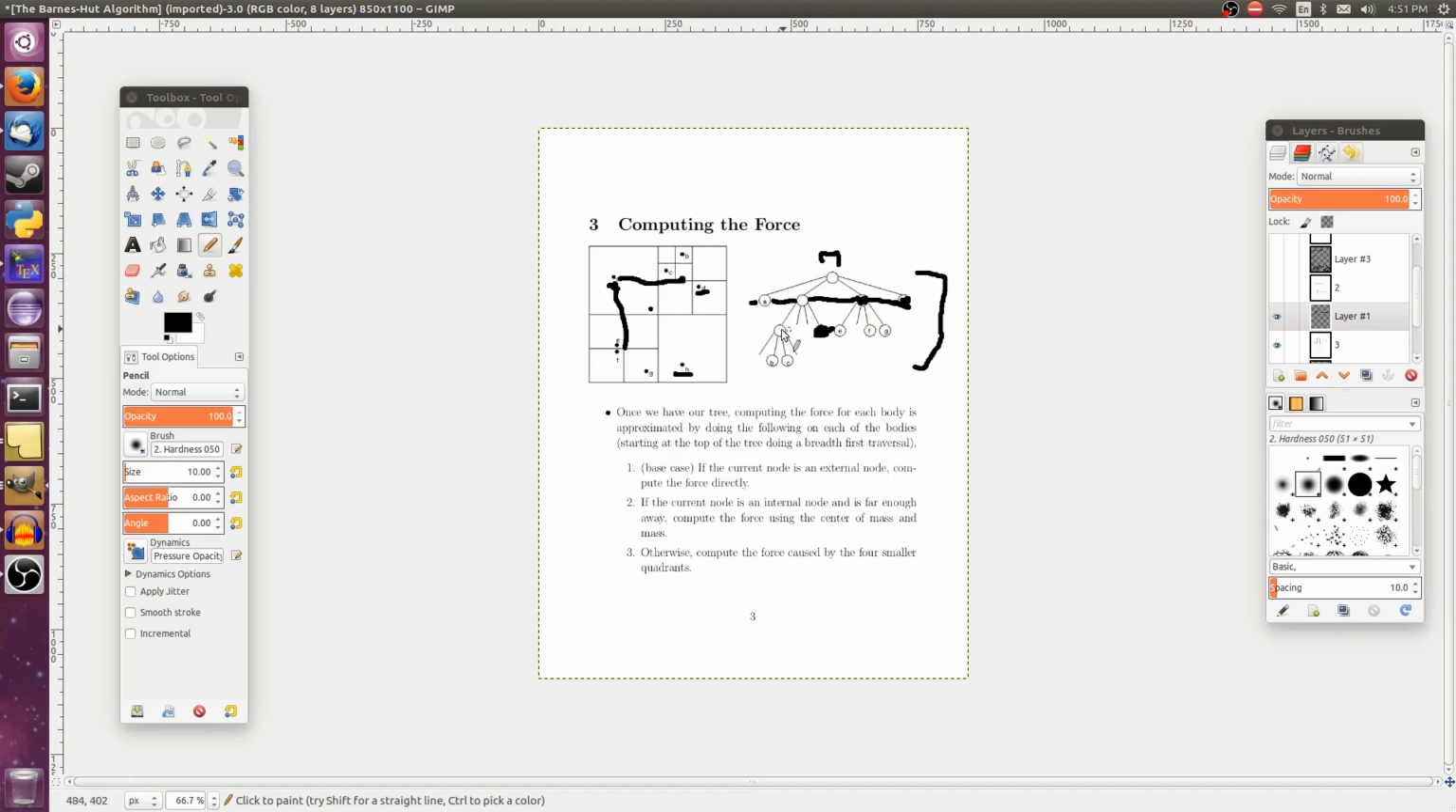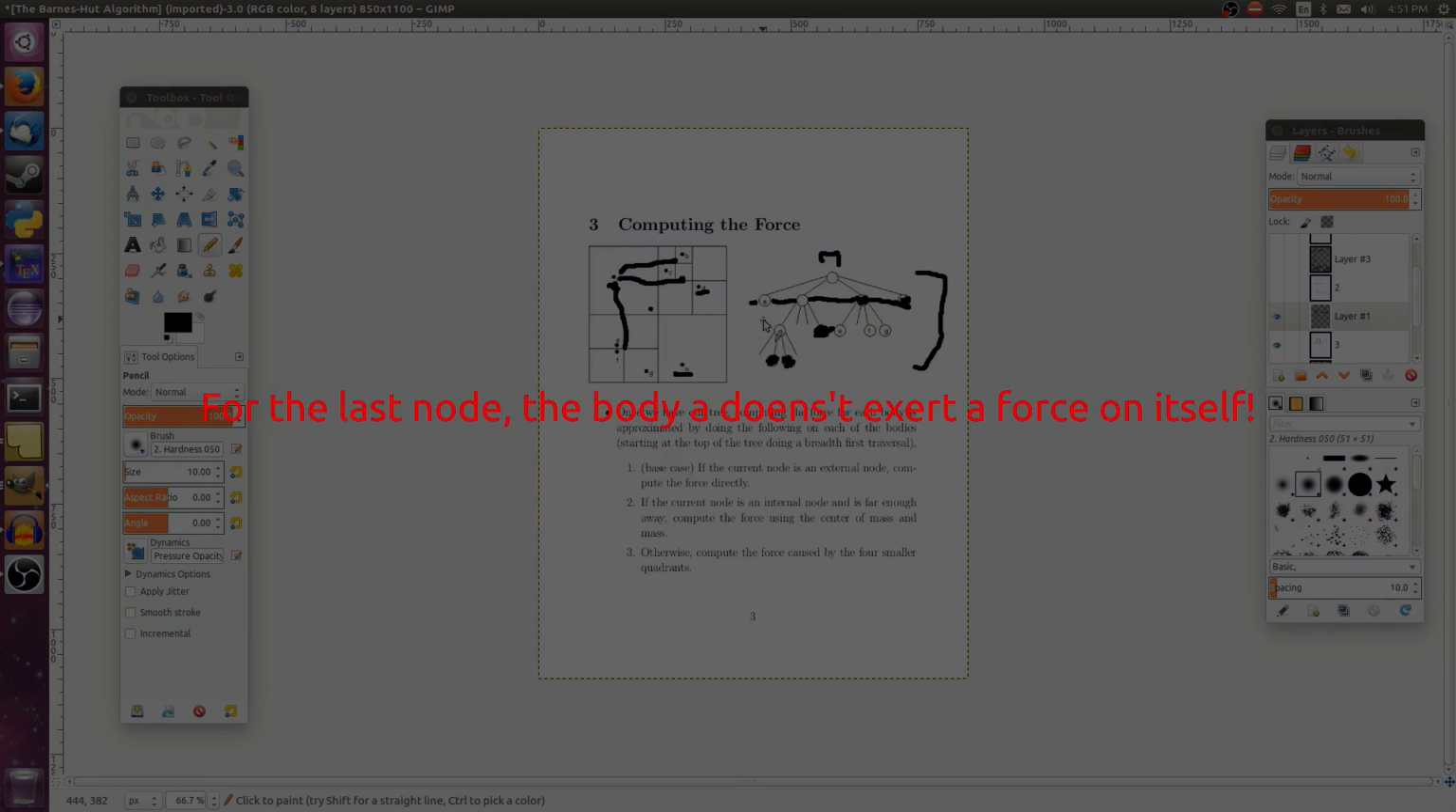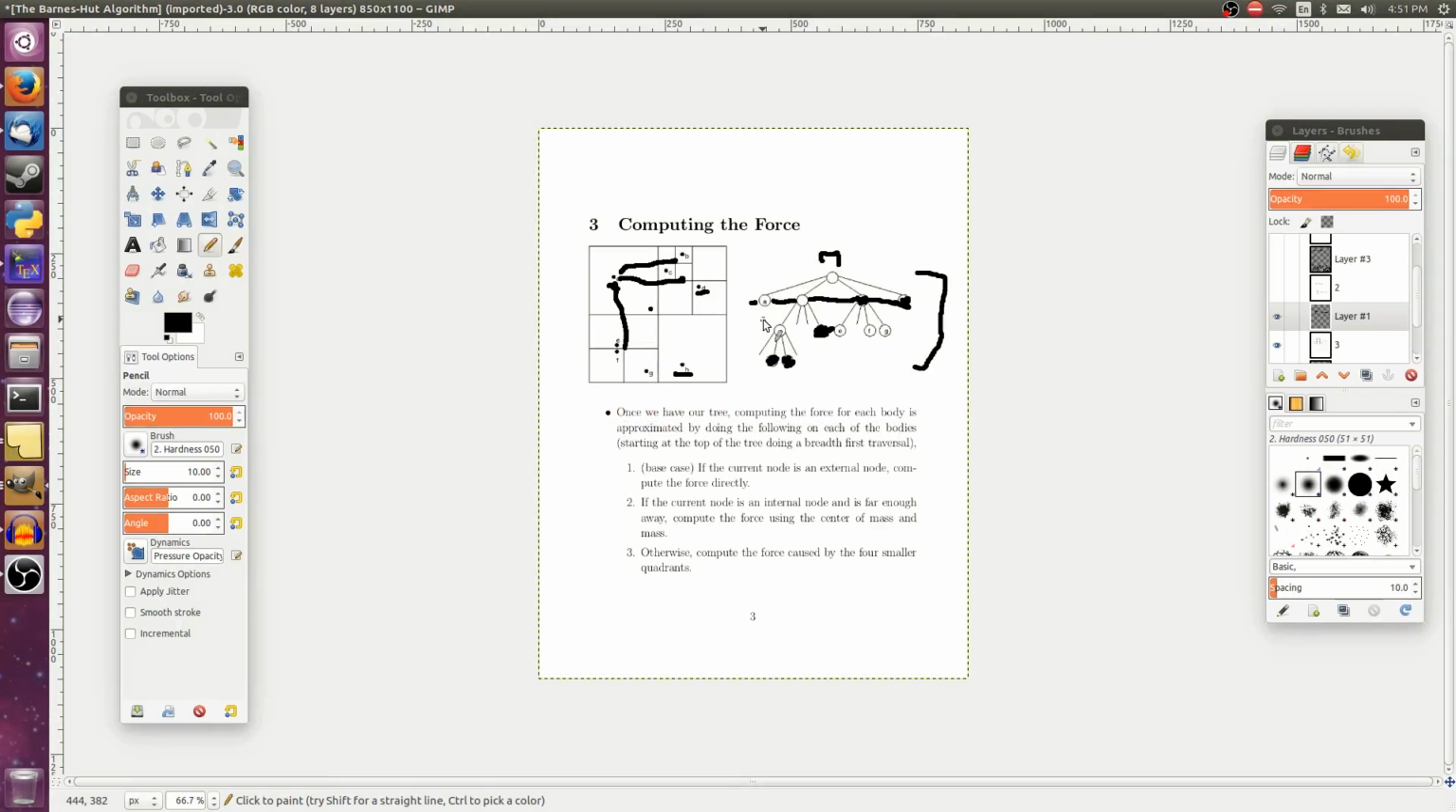And then we get here and we say, is the center of mass of C and B far enough away? Well, let's say that it's not. Then we'd have to visit the children, and those would be at the end of the line, so we would add the force caused by B and C. So we would then repeat this algorithm for all of the bodies.